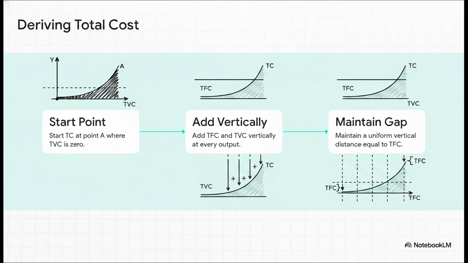Step 2, at every single point of output moving right, we visually stack the value of TVC squarely on top of the value of TFC. Step 3, because TFC is completely constant, this stacking means we must maintain a perfectly uniform vertical distance between the TVC curve and our brand new TC curve.